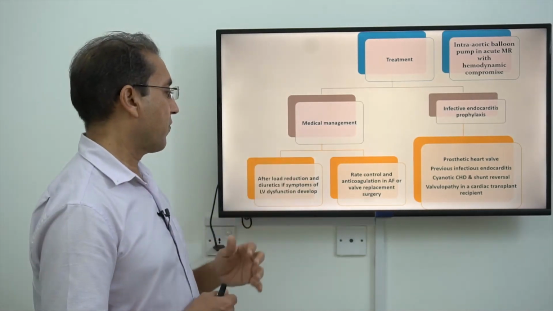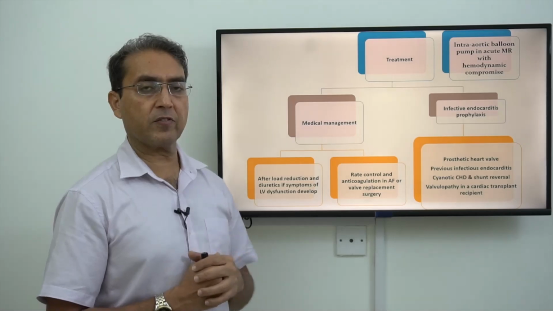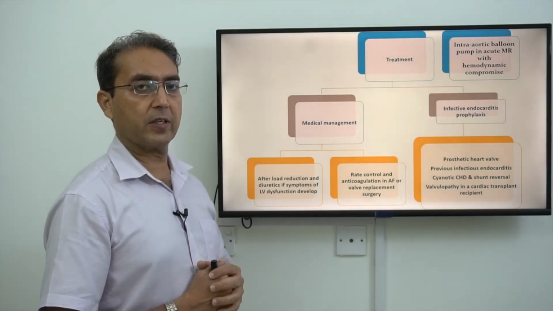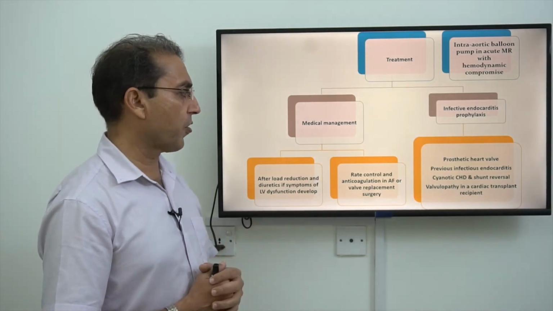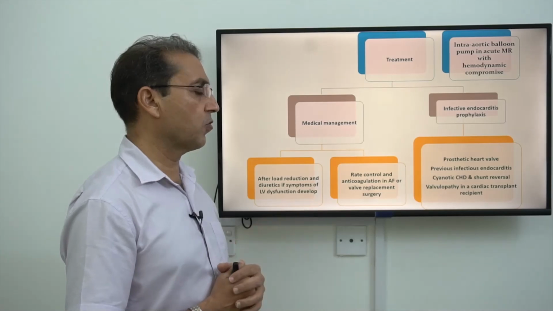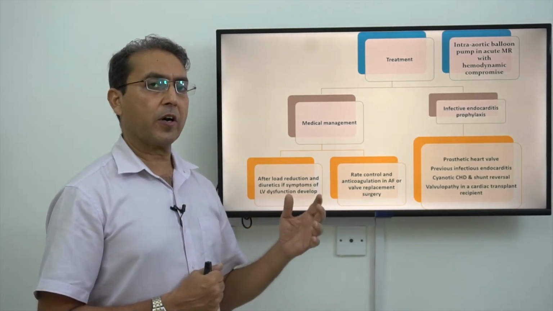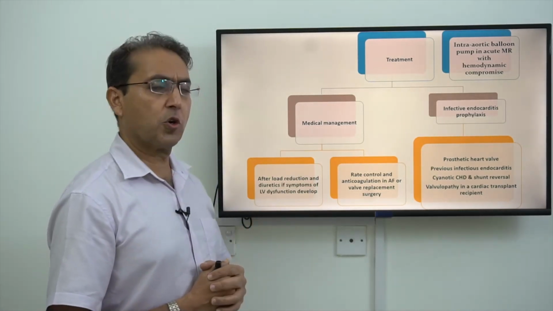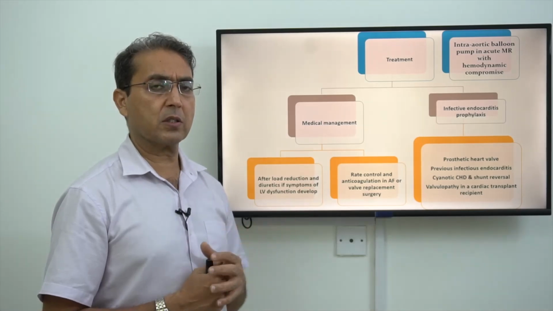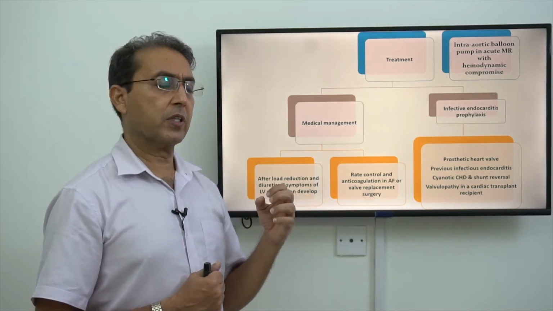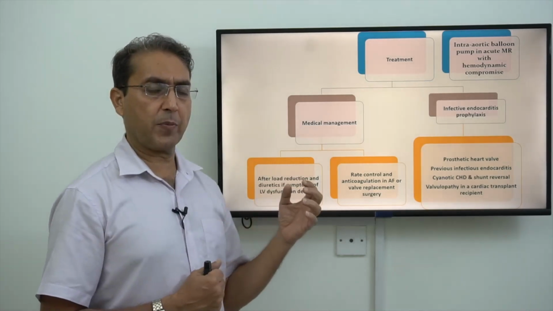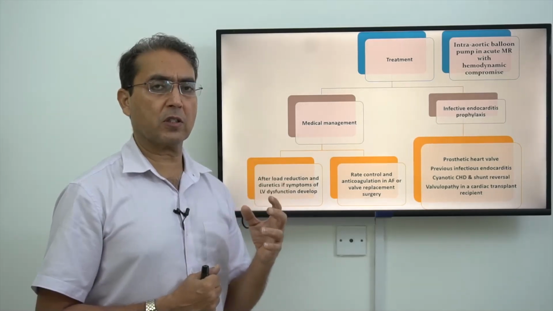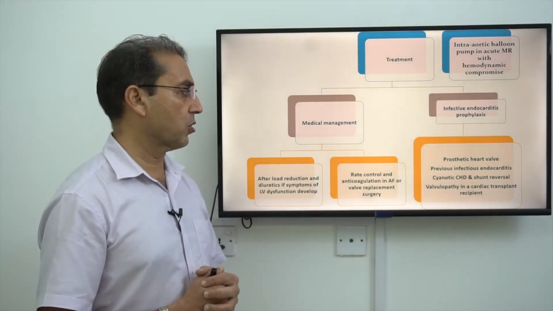So we go for afterload reduction, and diuretics if the patient develops the symptoms of LV dysfunction, that is heart failure. Then we go for rate control and anticoagulation in patients who've got atrial fibrillation, or anticoagulation in patients who have been replaced with valves. Rate control can be achieved with beta blockers, with calcium channel blockers, and in patients who are in sinus rhythm with ivabradine. Patients who are in atrial fibrillation, we can use digoxin or we can use amiodarone to control the rate.